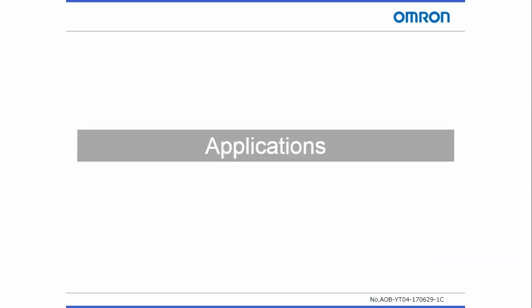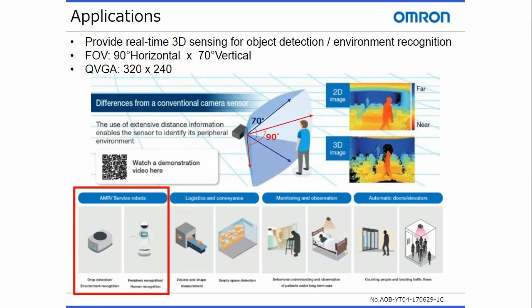I would now like to move on to applications of the B5L for 3D vision sensing. The B5L provides 3D sensing for object detection and environment recognition. The use of extensive distance information enables the sensor to identify its peripheral environment with a 90-degree horizontal by 70-degree vertical field of view. 3D vision sensors are seeing interest in many diverse applications, including logistics and conveyance, patient monitoring and observation, and automatic detection for people counting and traffic flows. But our current focus for today is on the AMR application for environmental recognition and obstacle avoidance.